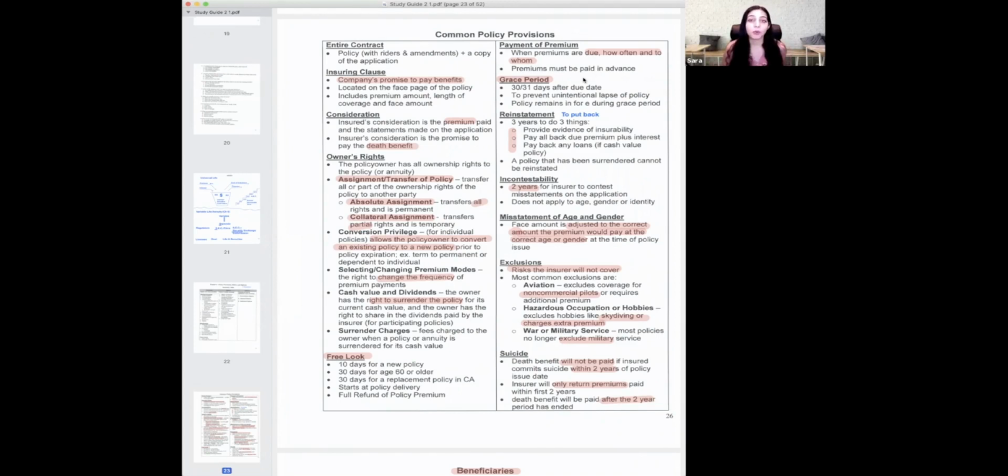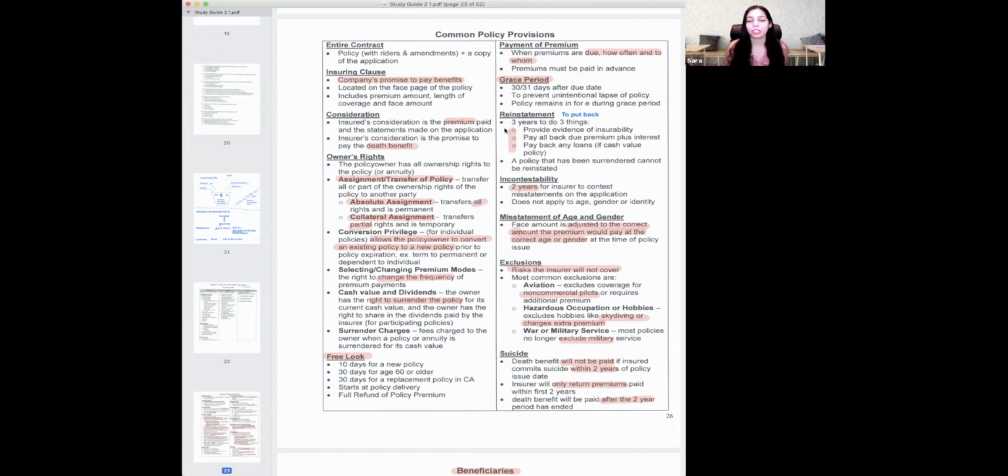Because at this point, you don't have a policy. You decide, I want it back. If you decide that, the company can put your policy back, right? It's called reinstatement, to put your policy back. Okay, so you have 3 years to do 3 things.